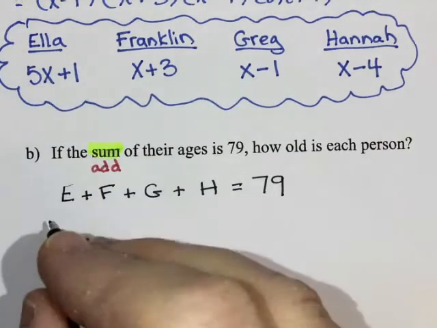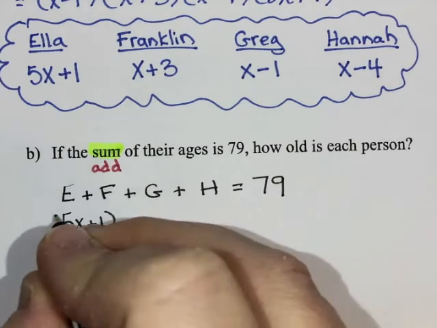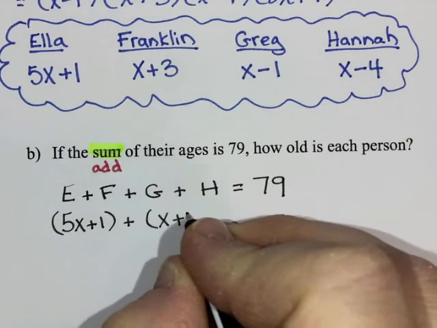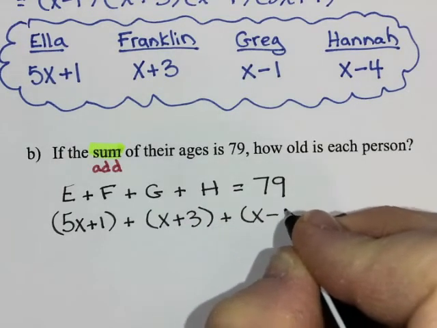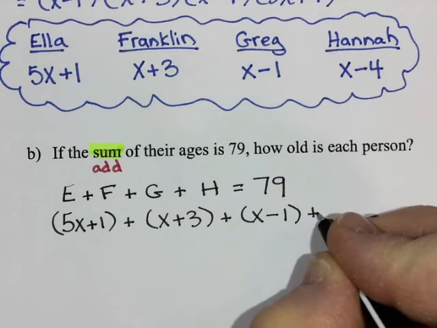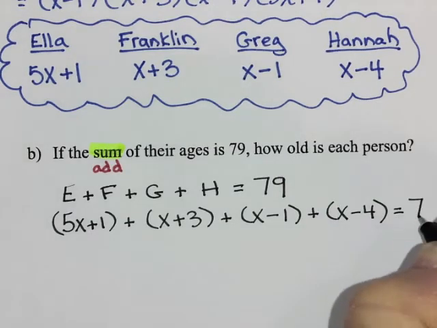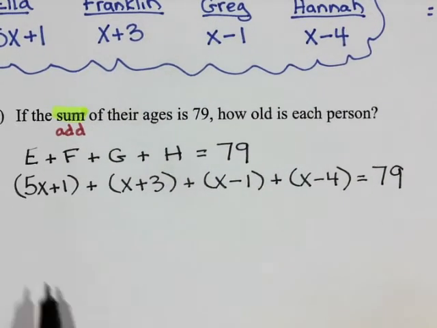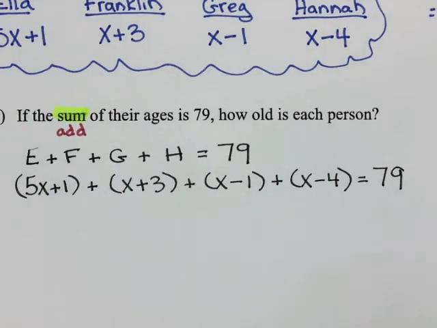So I know that Ella is 5x plus 1. I know that Franklin is x plus 3. I know that Greg is x minus 1. And I know that Hannah is x minus 4. And all together, that should equal 79. Now I put them in brackets because they have two terms. And it's always a good idea when you sub something in to start with it in a bracket.